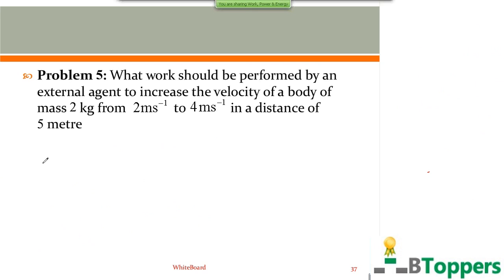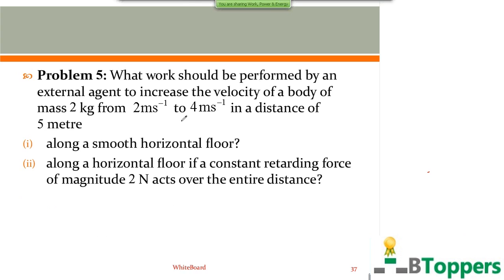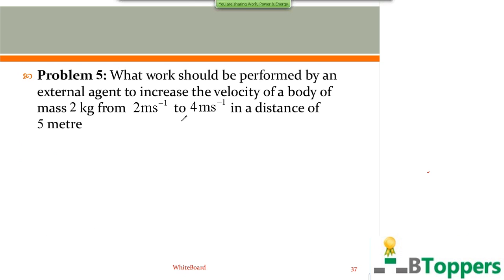In the third part of the question, you are asked to calculate the work done by the external agent on the body to increase the velocity of the body from 2 meter per second to 4 meter per second up an inclined surface of a fixed inclined plane of angle of inclination 37 degrees to the horizontal. The coefficient of friction between the body and the inclined surface is 0.2. So let us consider the forces acting on the body, the free body diagram of the body.